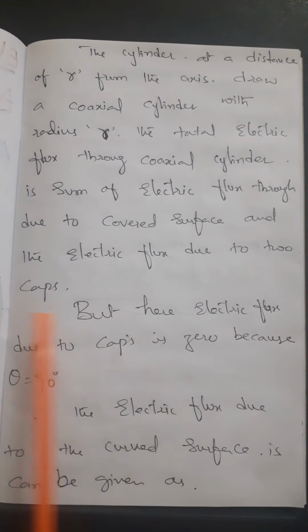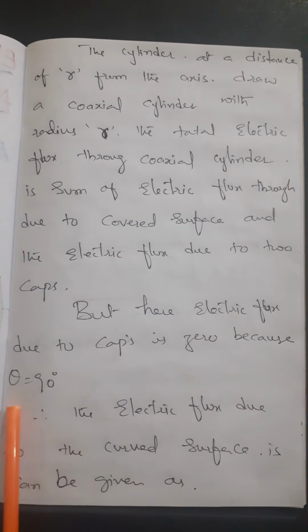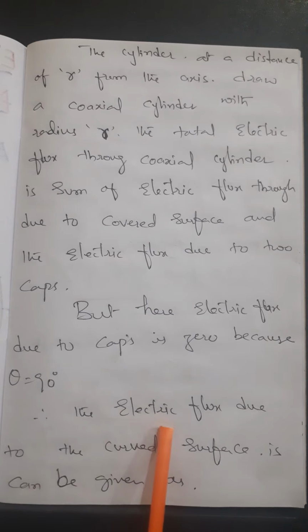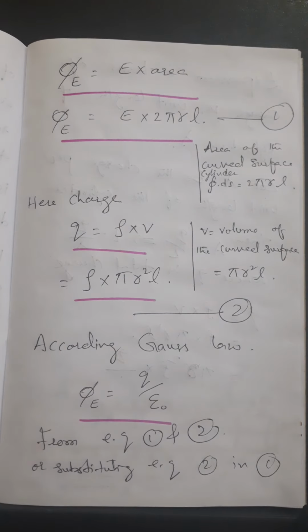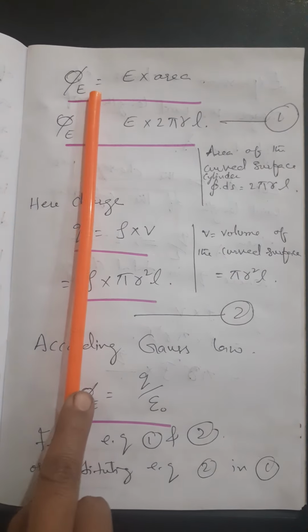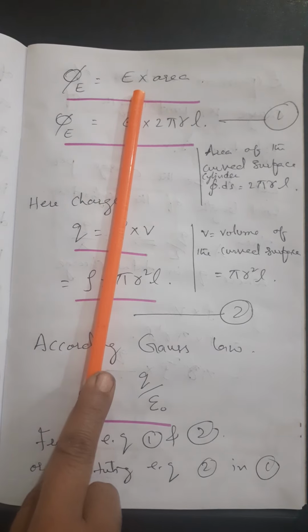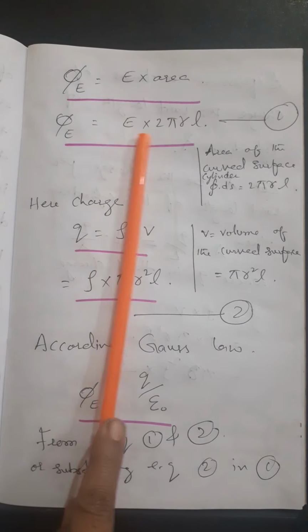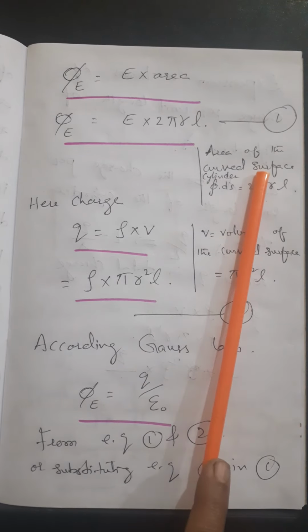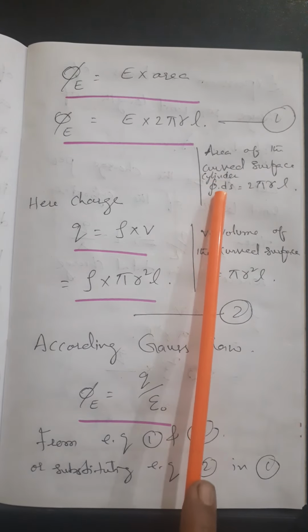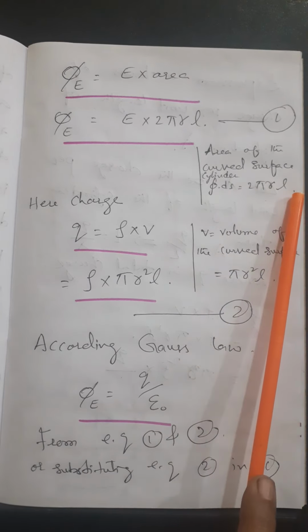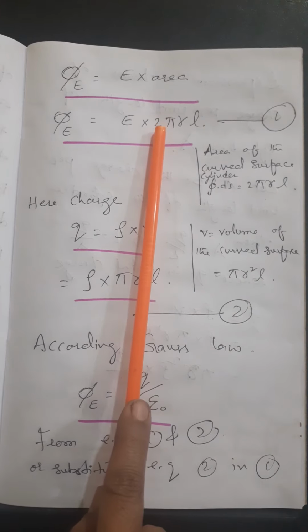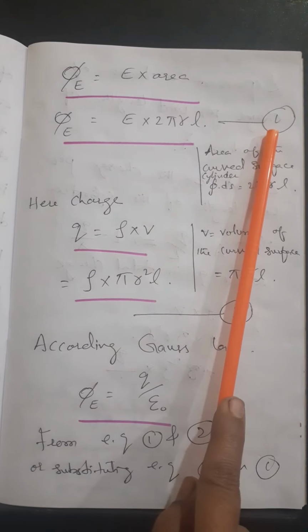So that point only I wrote. The electric flux due to the caps is 0, because theta is 90 degrees. So the electric flux due to the curved surface can be taken as, generally, electric flux is nothing but the product of electric field and area. Here the area of the curved surface of the cylinder is 2 pi RL. Let us take that as equation number 1.